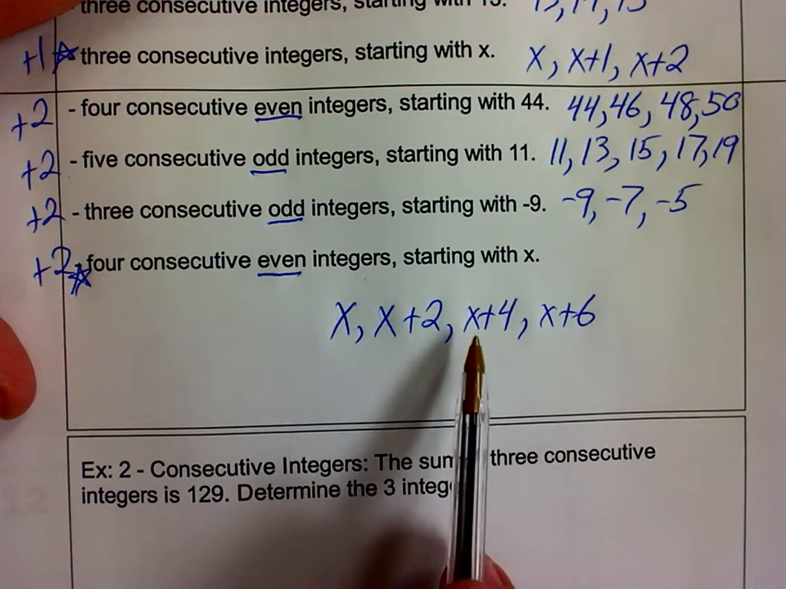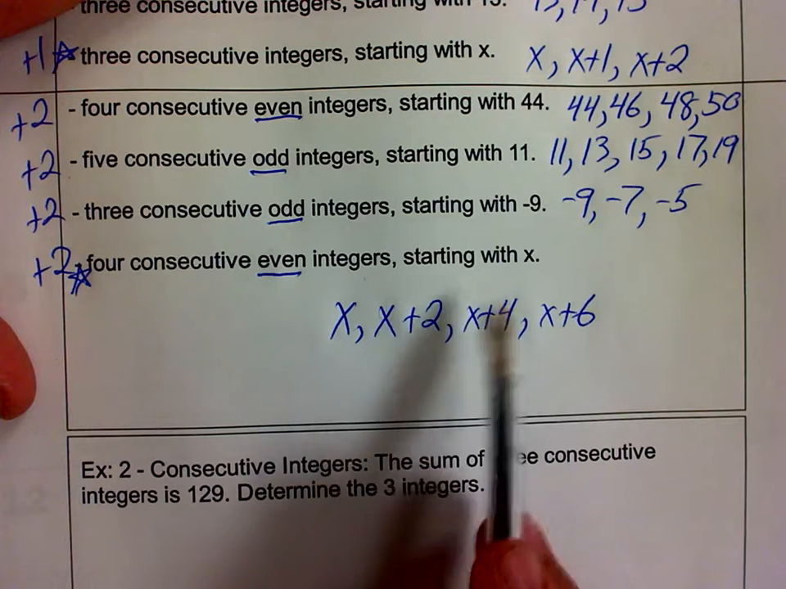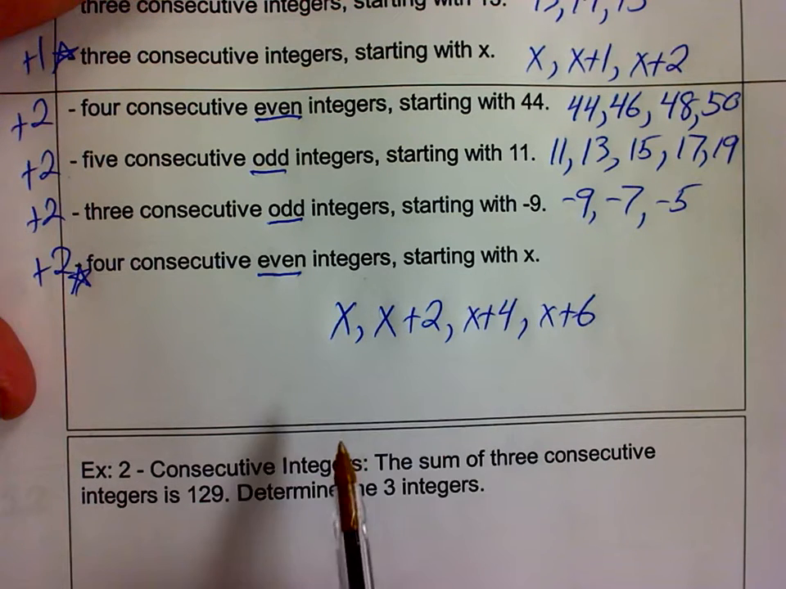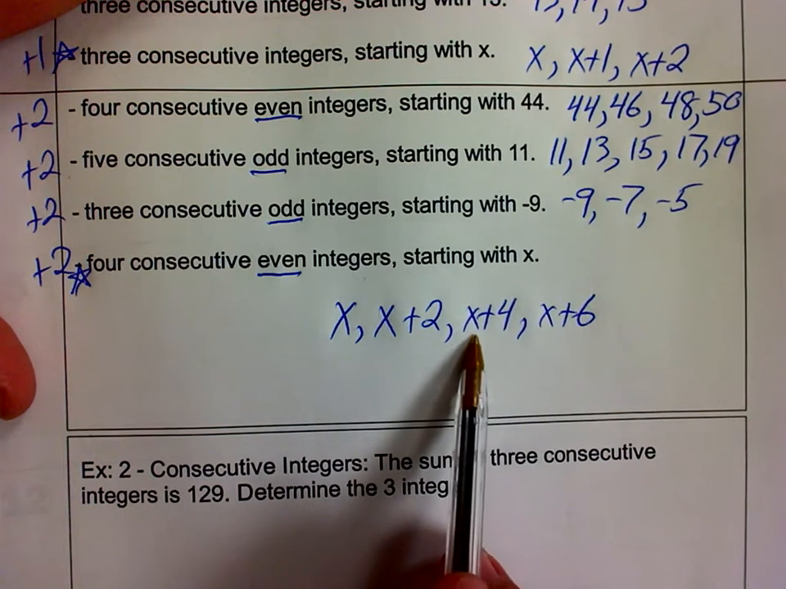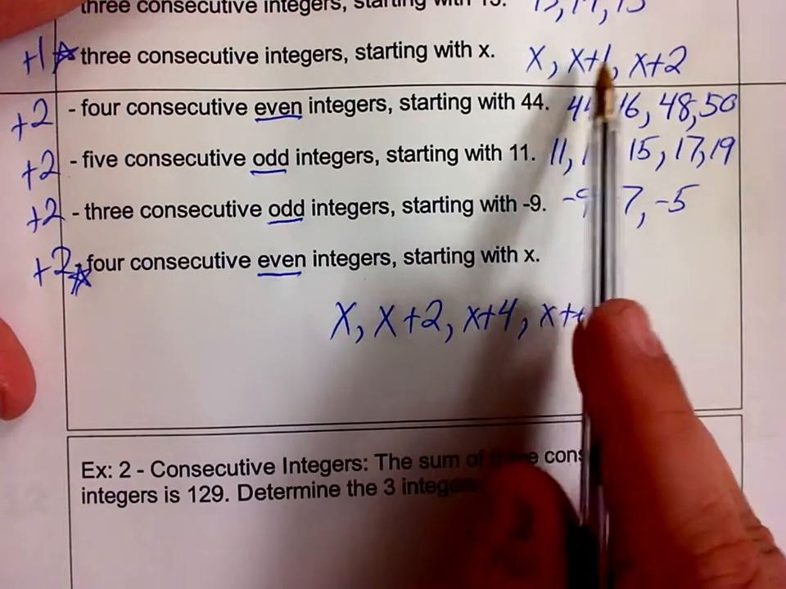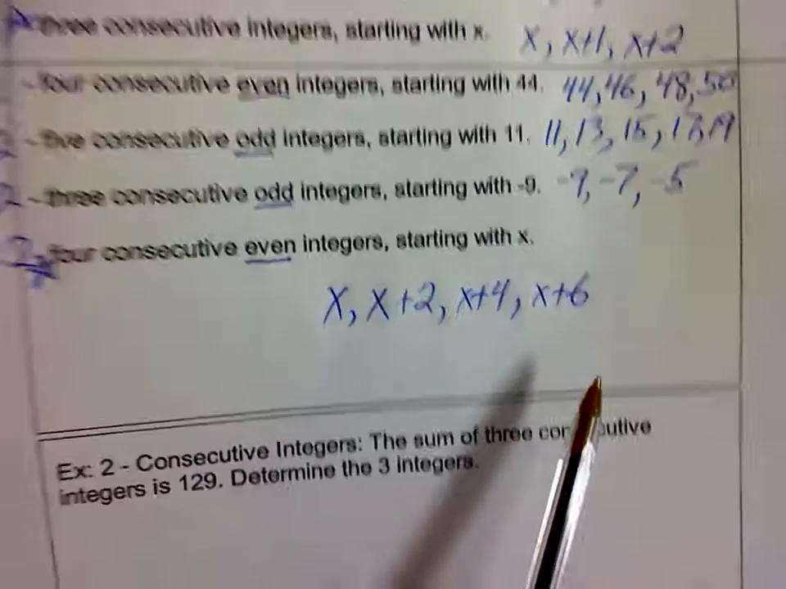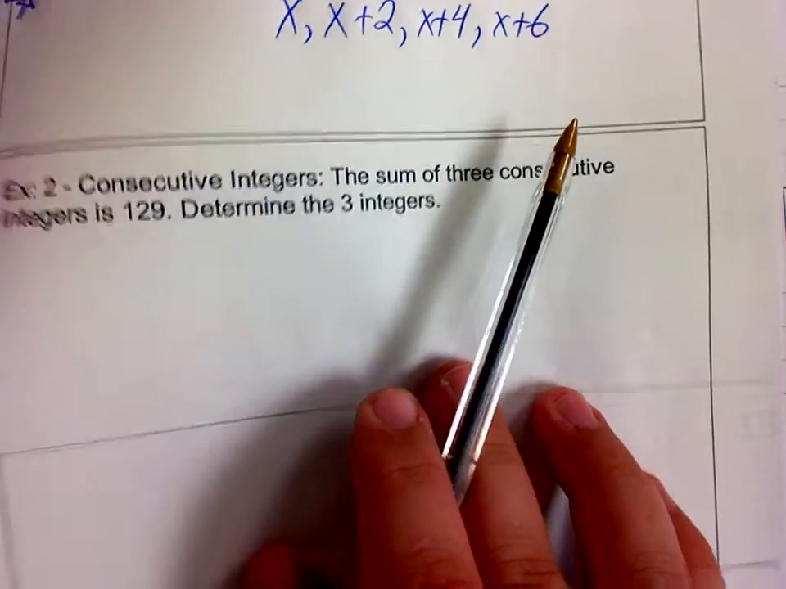Just because it's even or odd doesn't mean that these are going to change here with the variable, okay, when we start with an x. All right? And this is going to be what we use for examples 3 and 4, but we're going to use this x, x plus 1, and x plus 2 for example 2 here.